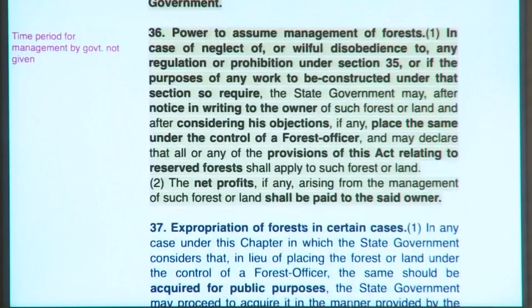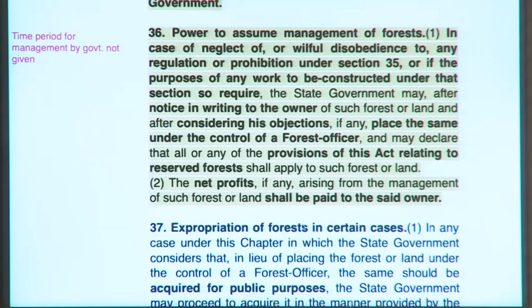Now, under section 36 the government has the power to assume the management of forest in case of neglect of or willful disobedience to any regulation or prohibition under section 35, or if the purposes of any work to be constructed under that section so require, the state government may, after notice in writing to the owner of such forest or land and after considering his objections, if any, place the same under the control of a forest officer and may declare that all or any of the provisions of this act relating to reserve forest.